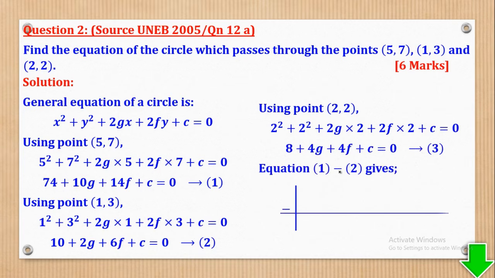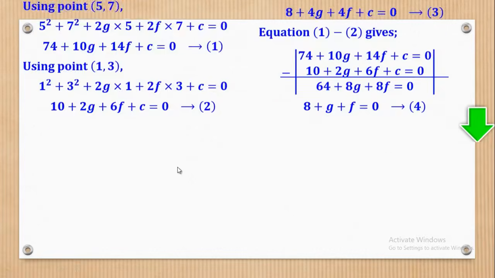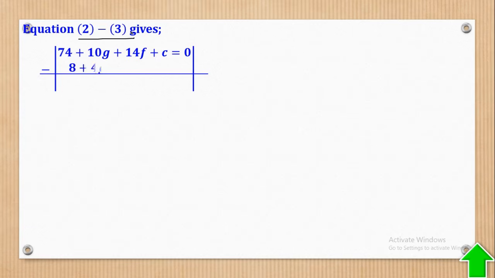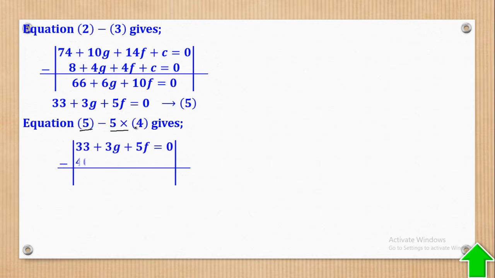Equation 1 minus equation 2 will give me this. When I reduce, I'll come up with that, and that will be equation 4. Then equation 2 minus equation 3 will give me that. When I reduce, that will give me equation 5. Now equation 5 and equation 4 have only two unknowns, therefore I will solve the two equations simultaneously. Therefore equation 5 minus 5 times equation 4 will give me that.